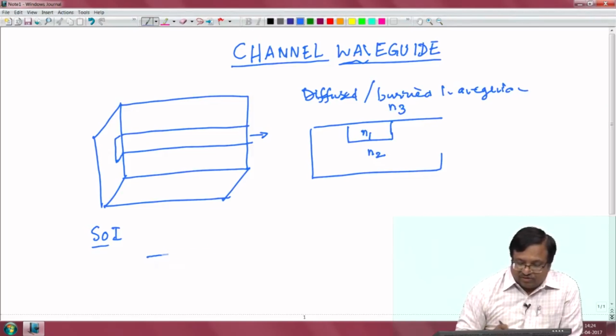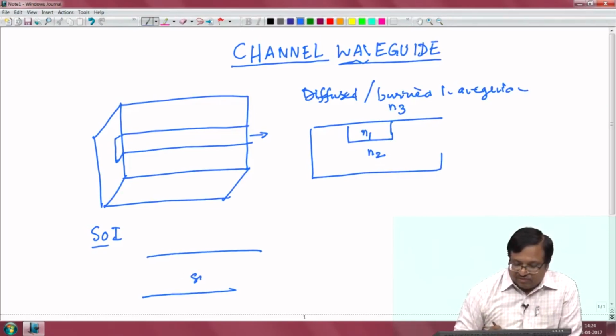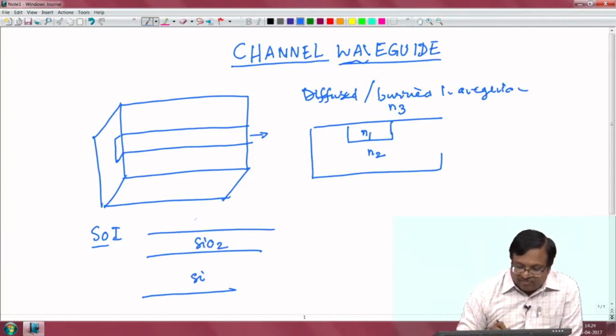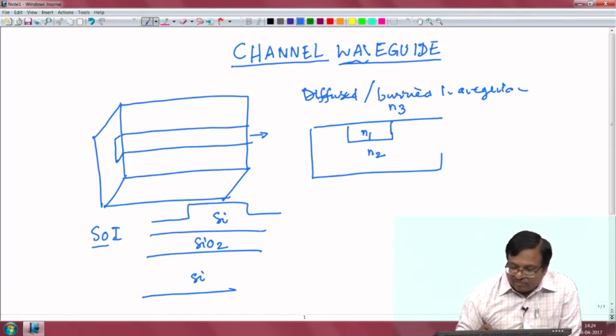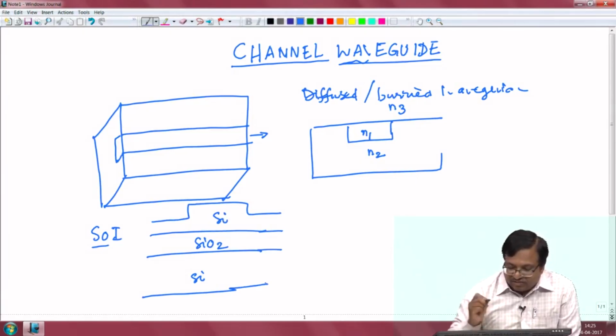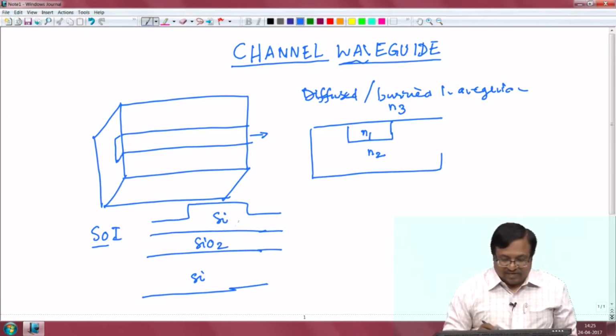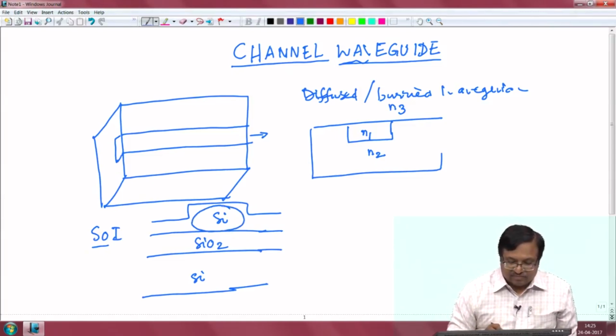In the silicon technology, you have a silicon substrate and an oxide, and on top of that you form what can be called a ridge waveguide made of silicon. So, this is a cross section. The light propagates in this region.